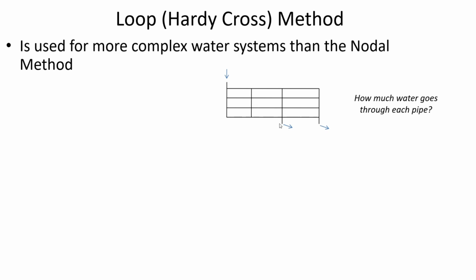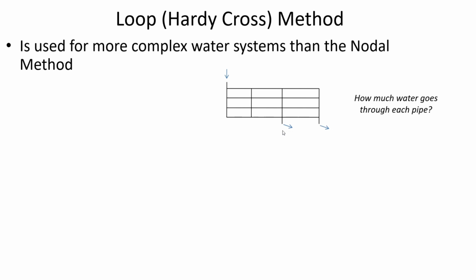Think about what you learned last time, though. What can we say about the amount of energy loss that occurs regardless of the route that it takes from the inlet to the outlet? If it goes through this top route, how does the energy loss compare to the fraction of the flow that's going through the bottom route? It's the same. That same principle applies in the Hardy-Cross method.